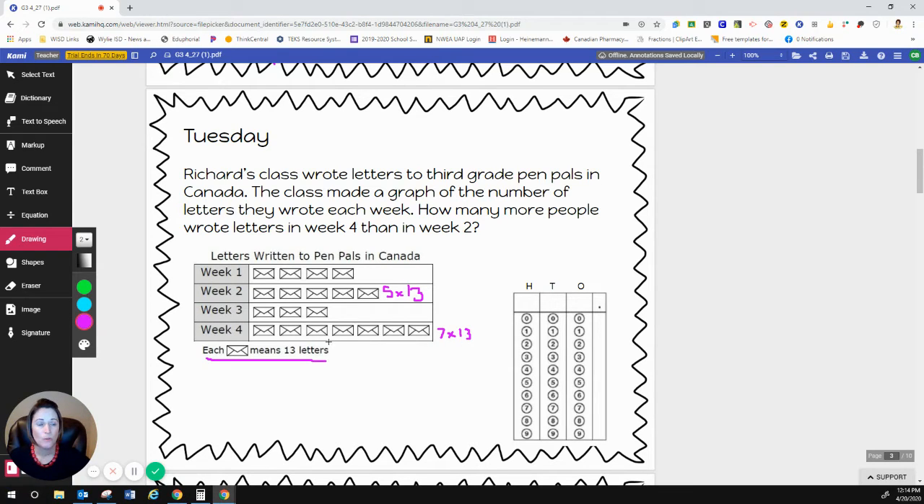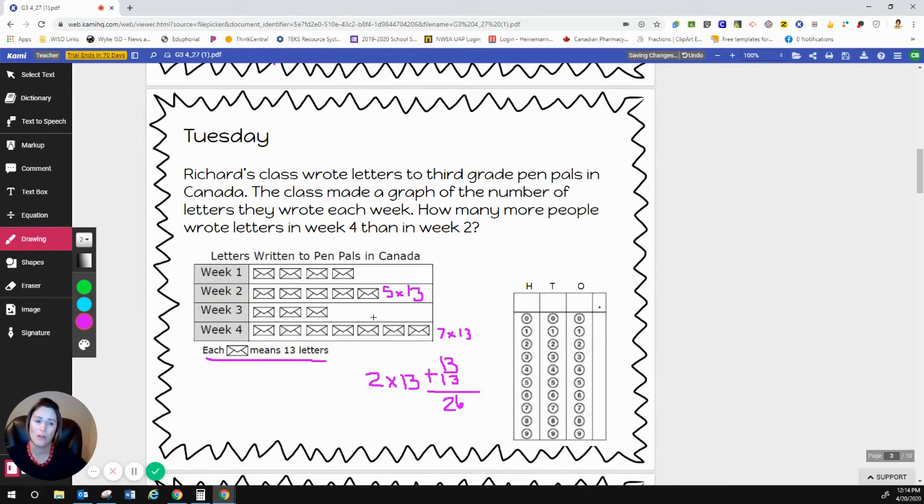Okay, so thinking about week 2 and week 4, how many more letters were sent? 2 more, right? And each one equals 13. So I could actually just look at how many more I need. I need to get 2 more to match week 4. And each one of those are 13 letters. Okay, so multiply 2 groups of 13, double 13. So if I have 13 plus 13, what do I get? Yeah, 26. Okay, so 26 more letters were sent in week 4 than in week 2.